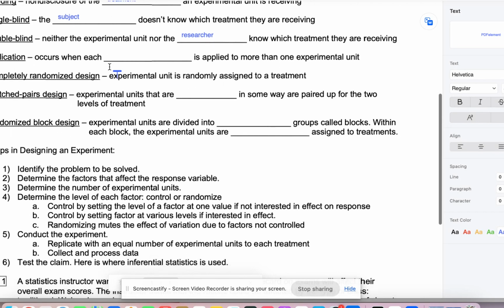Replication is something that's super important with experiments, and that occurs when each of our treatments is applied to more than one experimental unit, which seems like common sense: you need to try it more than once in order to have any level of confidence in the results. So the more replication we can have, the more confident we feel in the results. So replication not only within the experiment itself, where maybe we have 1,000 subjects in our study, and the treatments are applied to those various subjects.